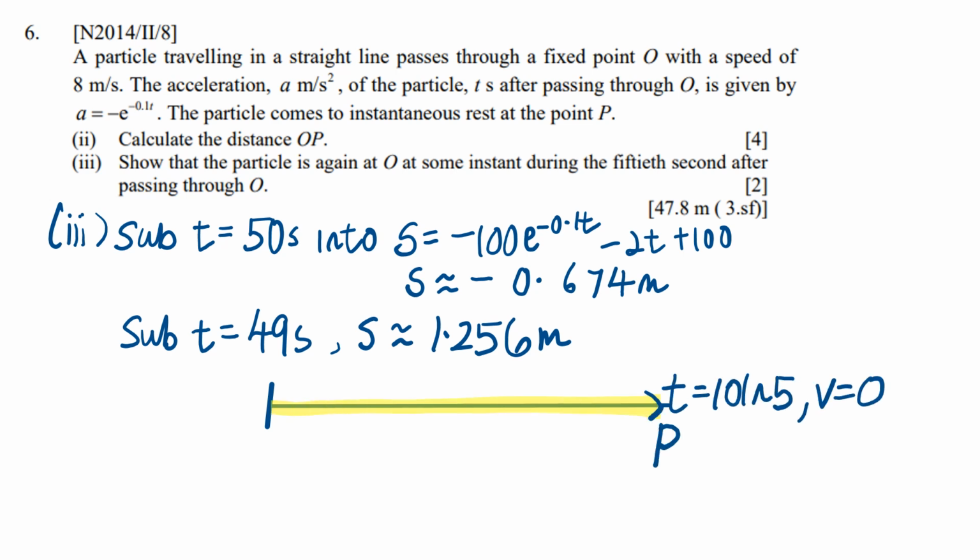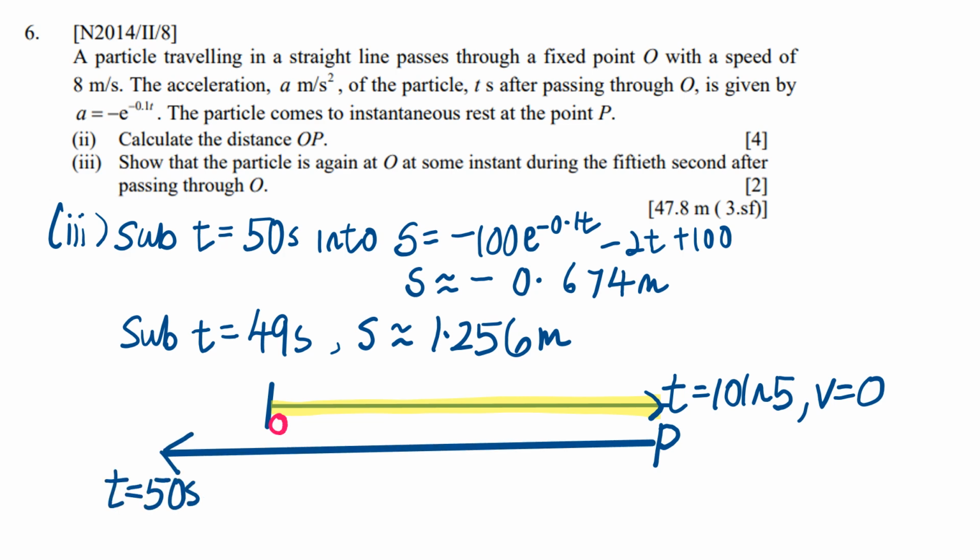All right, so if we're going to use a diagram to illustrate for you, we understand that when v is equal to 0, t is 10 ln 5. So it's at that juncture where it makes a reverse direction. Okay, so when t is 50 seconds, you see that this is negative. Your displacement is always from a fixed point O. That means your 0.674, where is it? Yes, that is your 0.674.